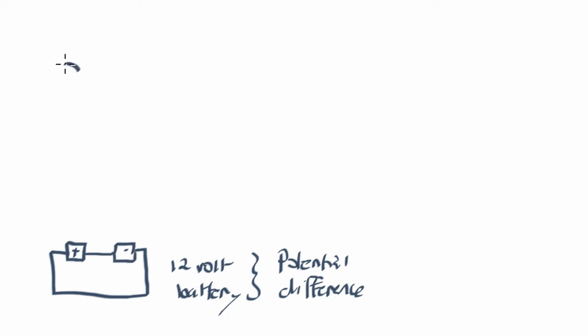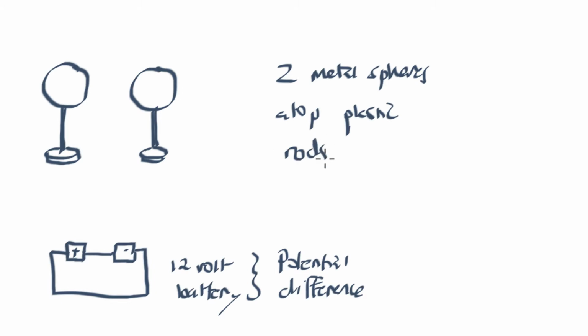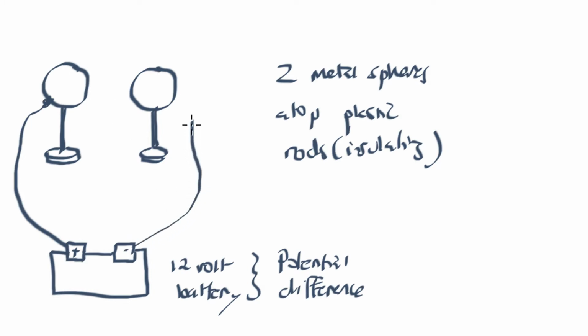Now let's suppose you have a conducting body like a spherical ball, and let's suppose that this is put on top of an insulating rod. And let's suppose you have another spherical conducting ball right here on top of another insulating rod. So these are two metal spheres, let's say they're atop plastic rods, which of course are insulating. And let's suppose you hook up one of these to the positive terminal of the battery. You make a connection right here, and the other one you hook up to the negative terminal of the battery.